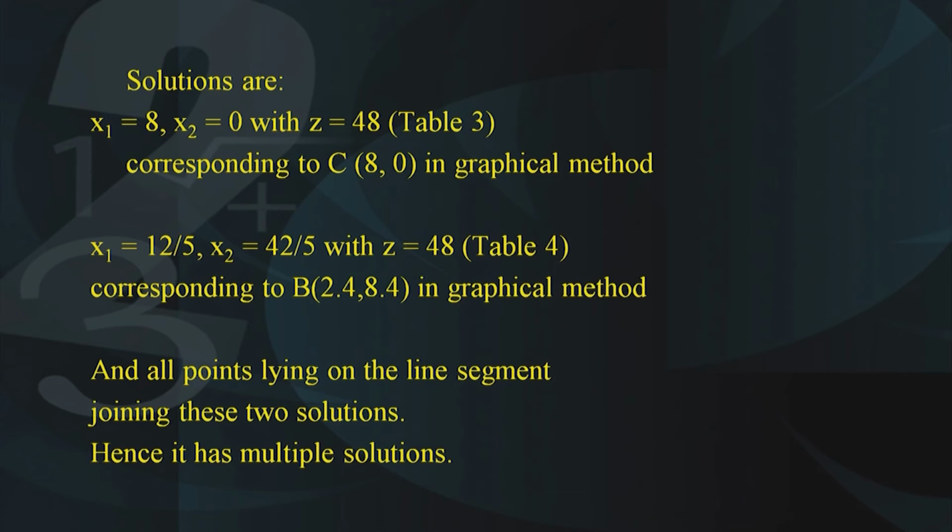The second solution is nothing but the point x1 is equal to 12 by 5 and x2 is equal to 42 by 5, and this also has the objective function value 48, and this corresponds to the table number 4, and it also corresponds to the point B given by 2.4 and 8.4 in the graphical method. So, I hope you have tried to correlate the BFS during each iteration of the simplex method as well as the points on the graphical method.